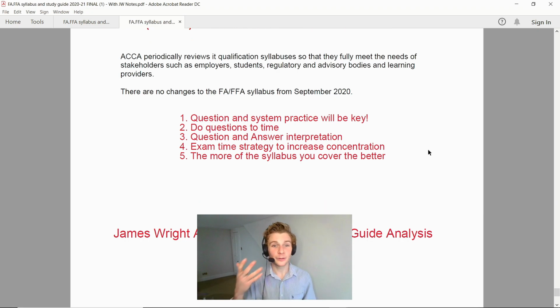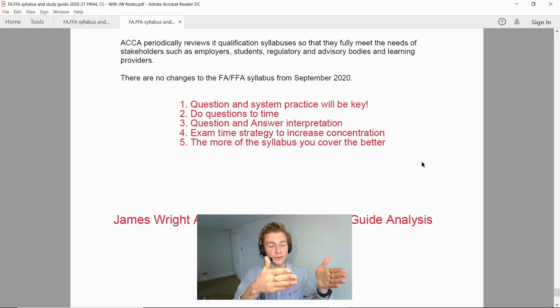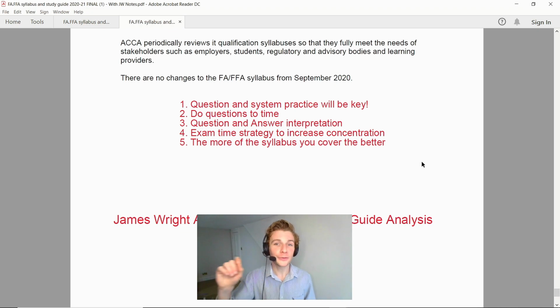So the first things I've got down going away from today, make sure you get this jotted down, are you've got to get a question and system practice. By system practice, I mean the computer-based examination and questions, going through it and actually saying to yourself, am I understanding the key terms being asked here? And what are the key areas, especially for section B? We've talked about the 120 minutes for 100 marks, so 1.2 minutes per mark. So doing the questions to time.